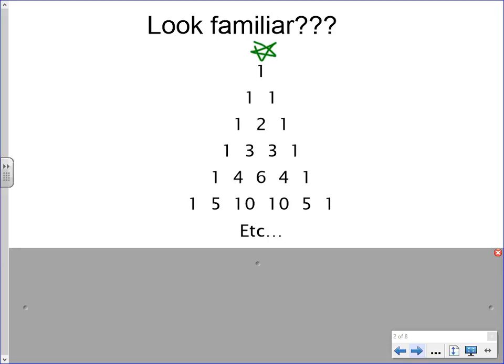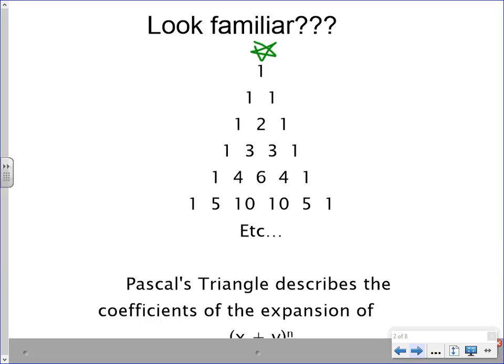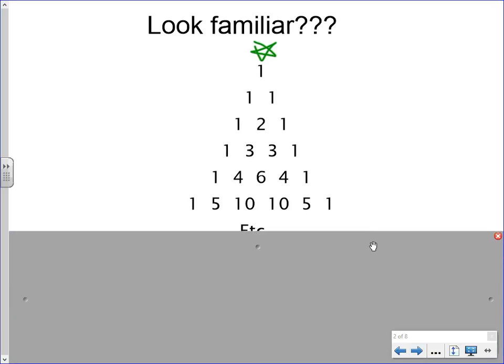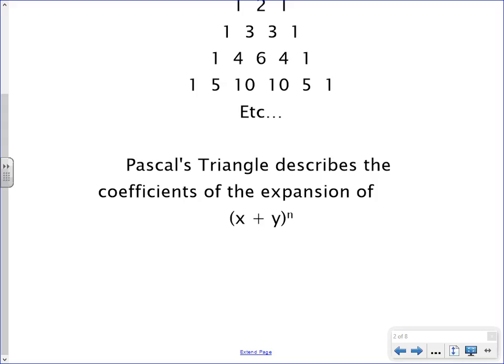Wonderful. Okay. Now, what do these numbers represent? These are the coefficients when we expand x plus y to the n power. Okay? Pascal's triangle represents the coefficients for each term when we expand out a binomial.